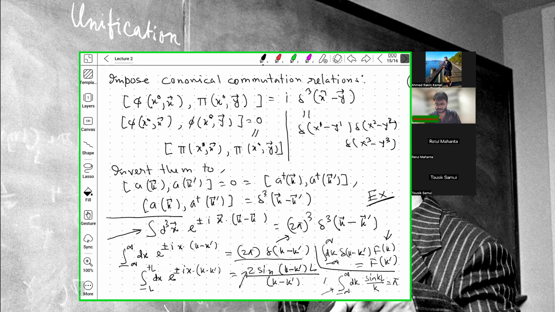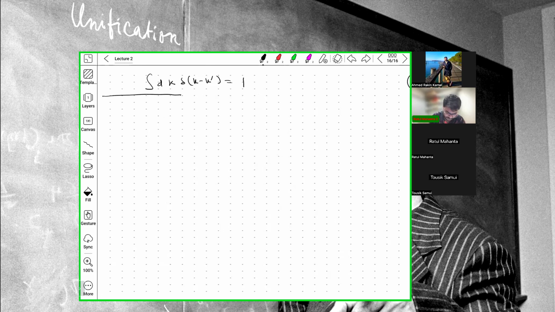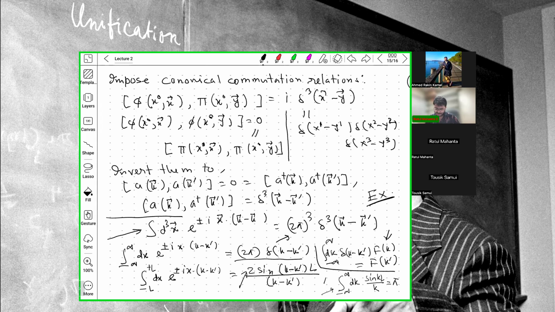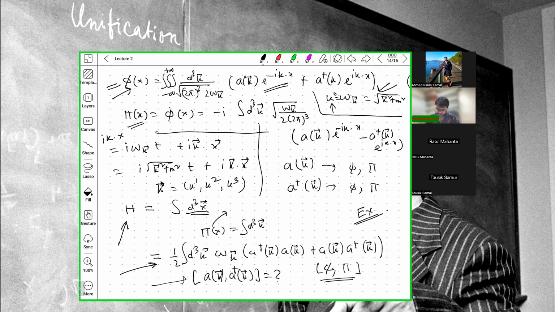So I'll now discuss the Hamiltonian. What I found in the Hamiltonian is that it has a term like A dagger A, and also it has a term A A dagger, and there is an overall half. So A A dagger, using the commutation relation, can be written as A dagger A plus the delta.